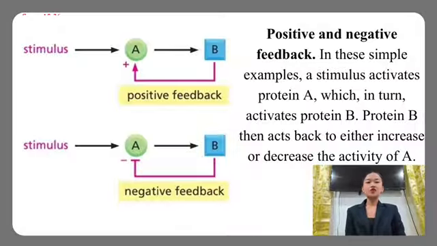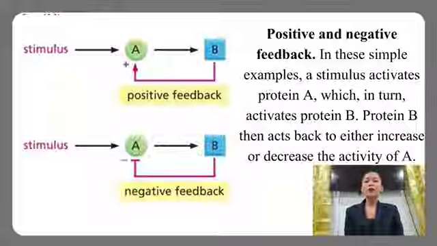A feedback loop is a process in which the output of the process acts back to regulate that same process. In these simple examples, a stimulus activates protein A, which in turn activates protein B. Protein B then acts back to either increase or decrease the activity of A. In positive feedback, the output stimulates its own production, while in negative feedback, the output inhibits its own production. Its goal is to make our body stable or achieve homeostasis. Homeostasis is the process of maintaining balance.